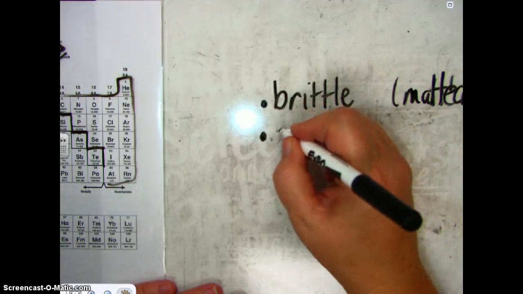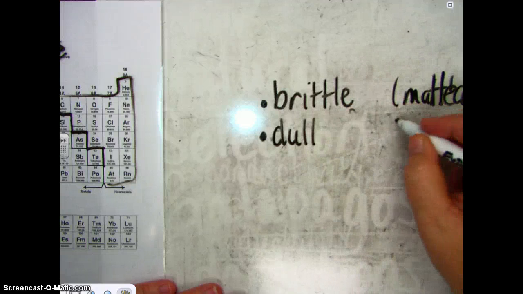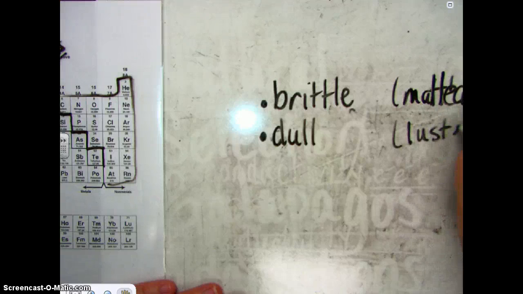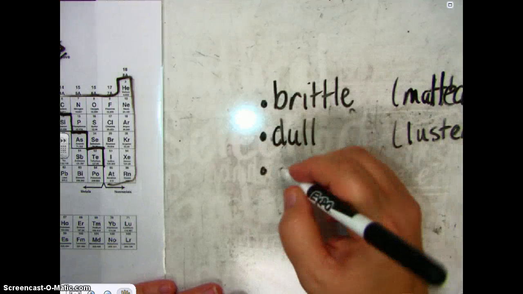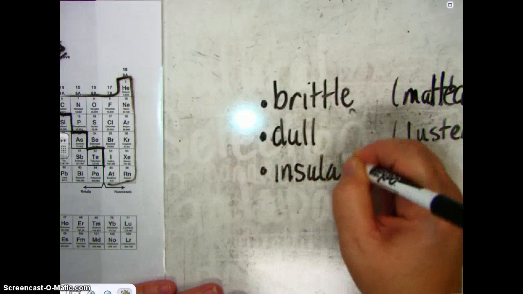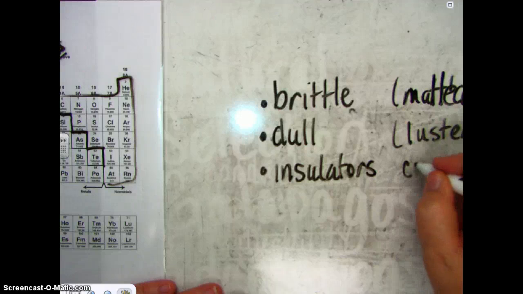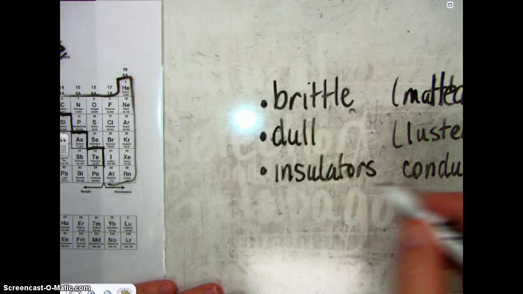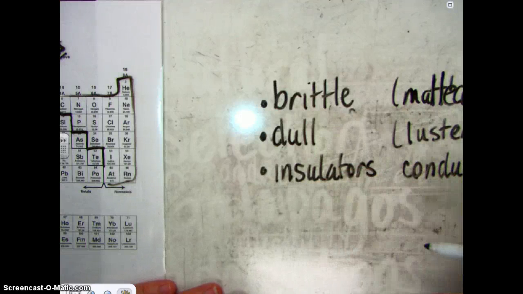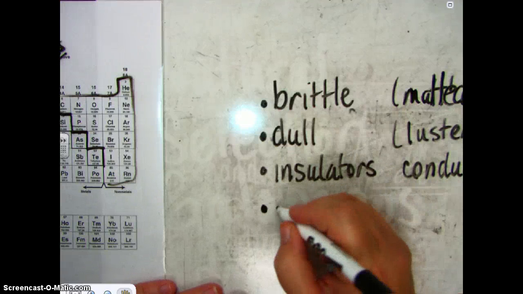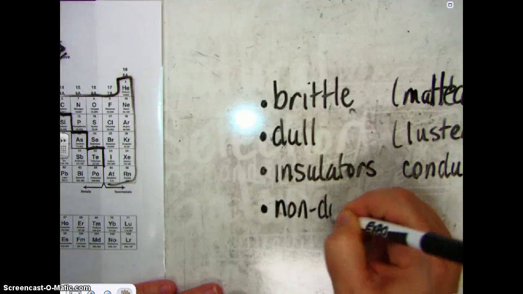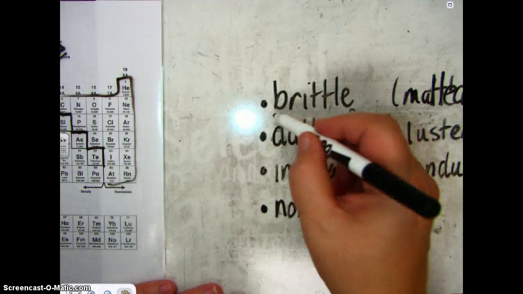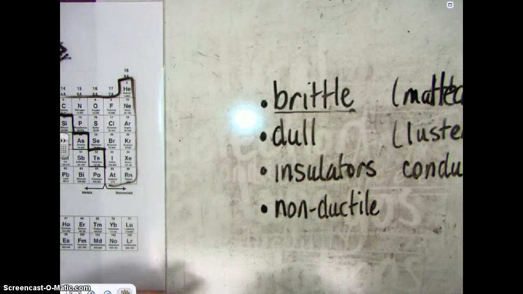They are dull, opposite to lustrous or shiny or reflective of light. So they don't have luster, they are dull. They are insulators, which is the opposite of conductive because metals are conductive. They conduct heat and electricity, and non-metals insulate against them. And the last one is that they are non-ductile. So they can't be stretched into wires because of their brittle properties.